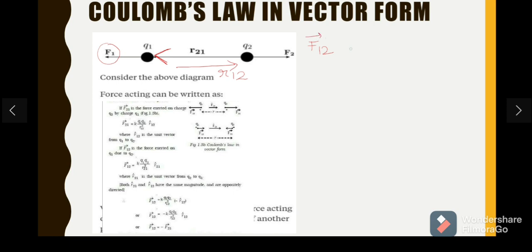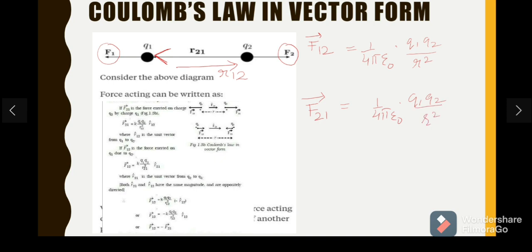particle 2. Okay, if I just want to look at the magnitude of the force, it is going to be 1 by 4 pi epsilon naught q1 q2 by r square. So right now I am not going into the direction. Again, if I want to write the magnitude of force exerted on particle 2 due to 1, I will write it as F21 equals, the magnitude remains the same, 1 by 4 pi epsilon naught q1 q2 by r square.